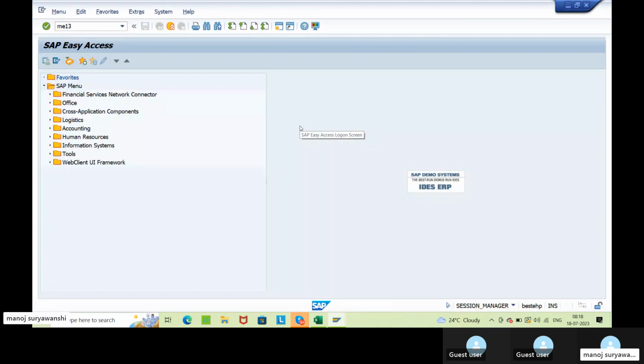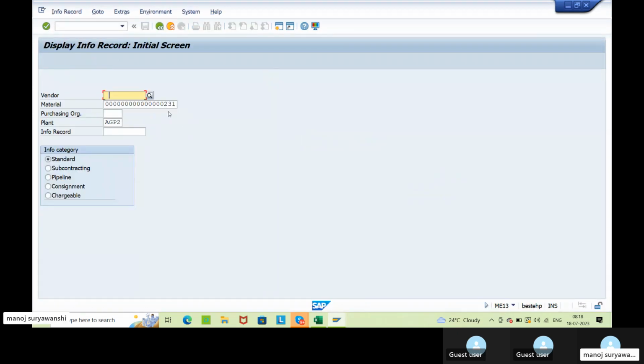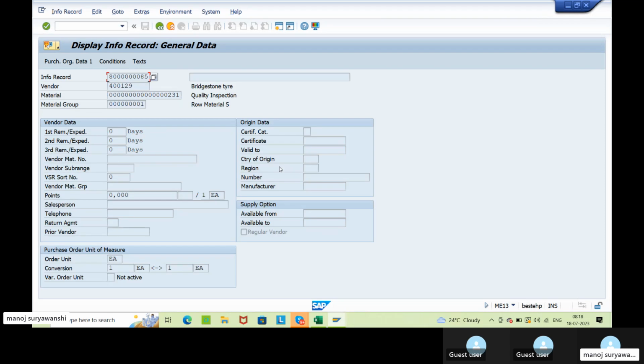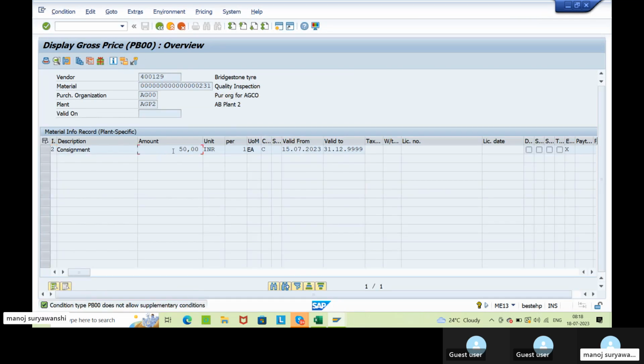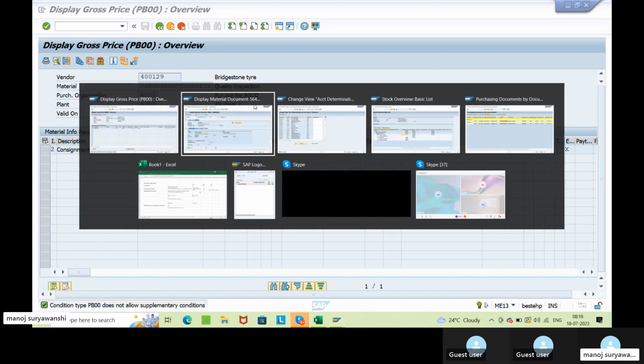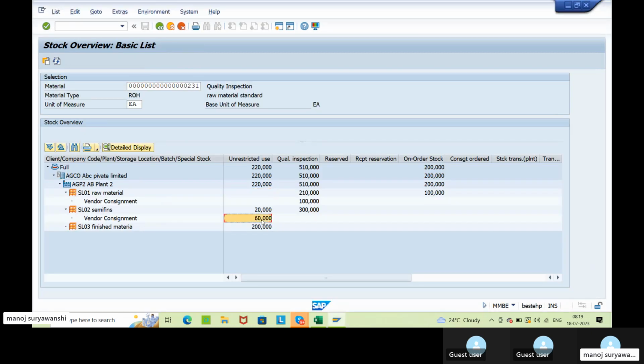If you go to ME13, enter the vendor here, enter the purchasing organization and see the consignment info record. You can see the price here as 50 rupees. Okay. So valuation जो होता है वो consignment info record की price से होता है. And if you refresh the stock now, यहाँ से 30 निकल के यहाँ पे आ जाएगा.